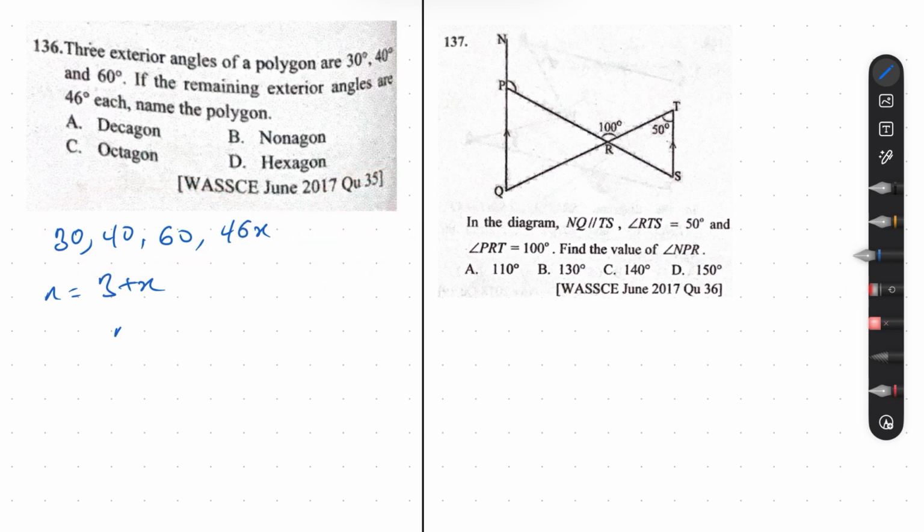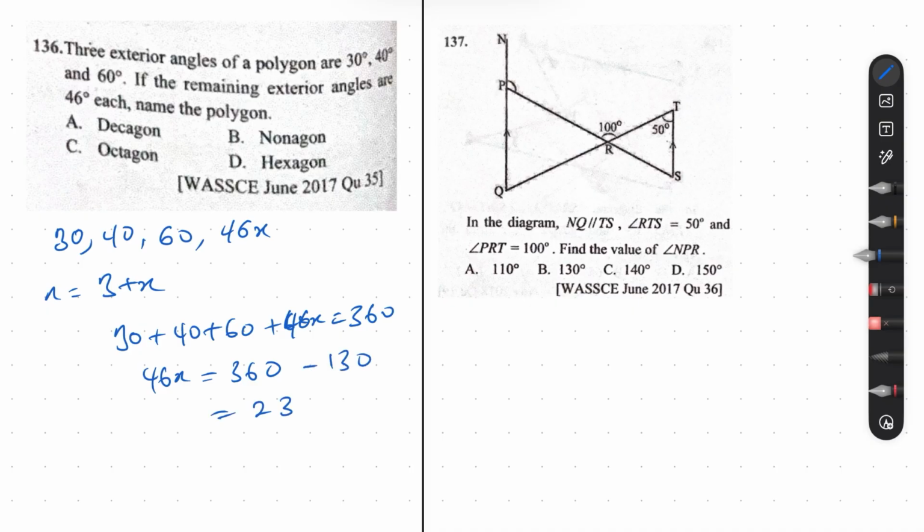We have 30 plus 40 plus 60 plus 46x should give us 360. So 46x should give us 360 minus 130, which is 230. 46x equals 230. So now we can divide both sides by 46, and that will give us x equal to 5.